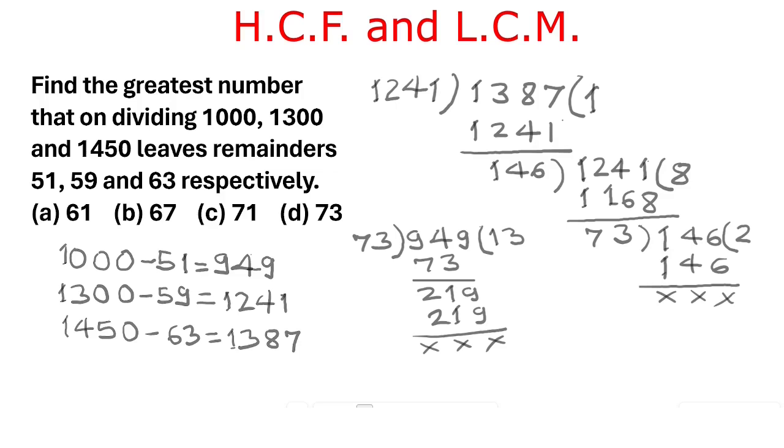So the H.C.F of the given numbers is 73, and from the given options our answer is option D, 73. 73 is that greatest number which on dividing 1000, 1300 and 1450 leaves remainders 51, 59 and 63 respectively. I hope you have understood the method of solving such type of questions.